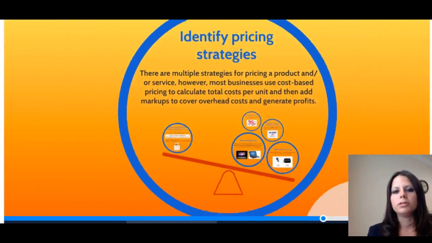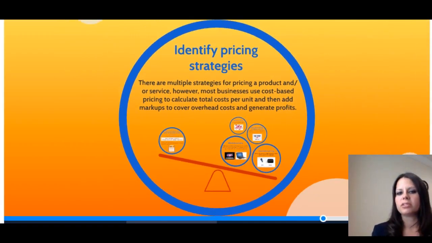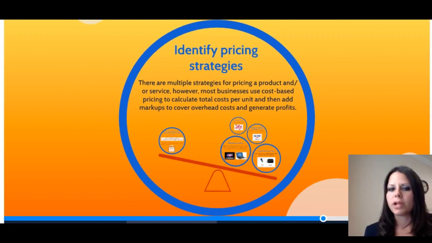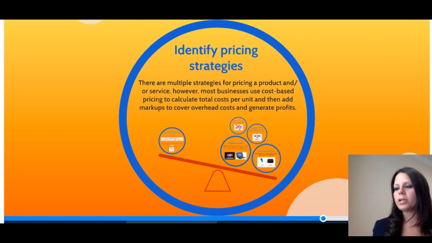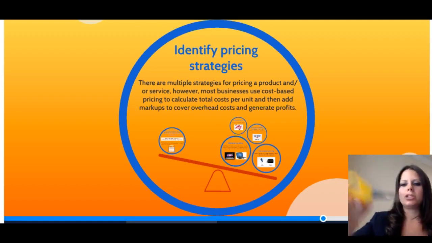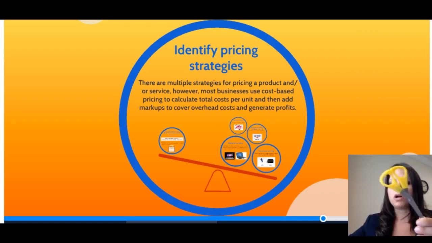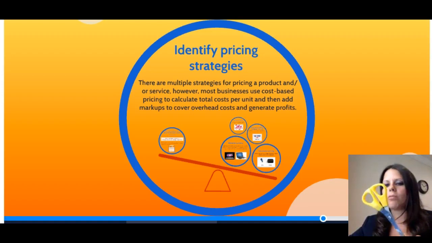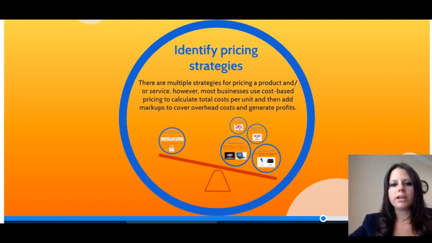There are multiple strategies for pricing a product and or service, but most businesses generally will use what's known as cost-based pricing to calculate their total cost per unit, and then they'll add a markup. Here's what I want to make to cover overhead costs and generate profits. So for example, going back to my scissors, I can make these scissors for $1, and I know that, and I want to make a couple dollars off each sale. I'm going to charge $3. So you're figuring out what your base cost is, and then marking it up so you can generate some profit.